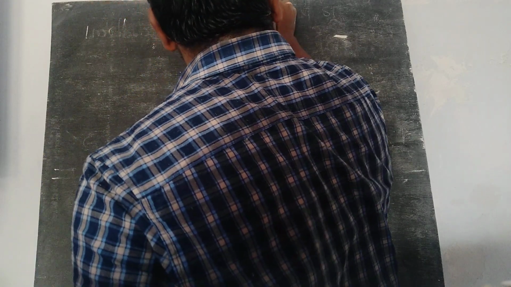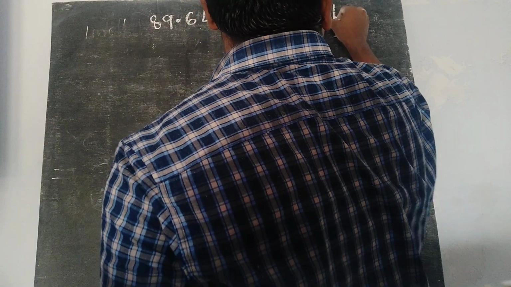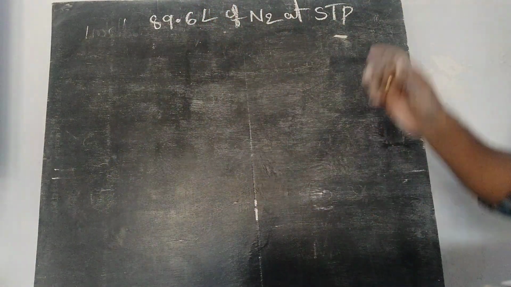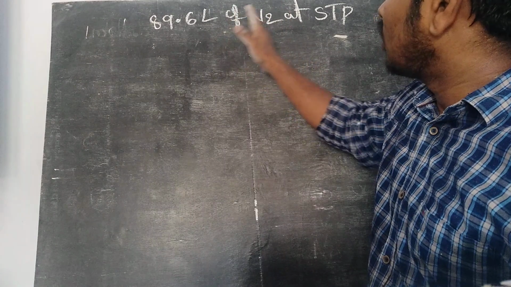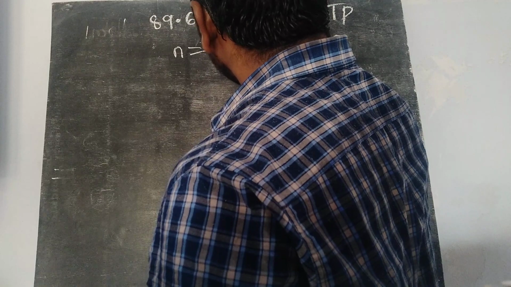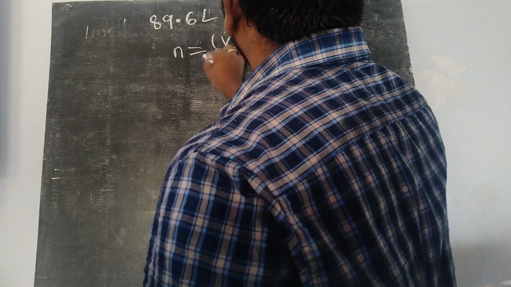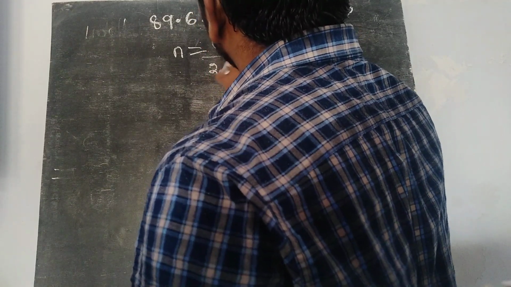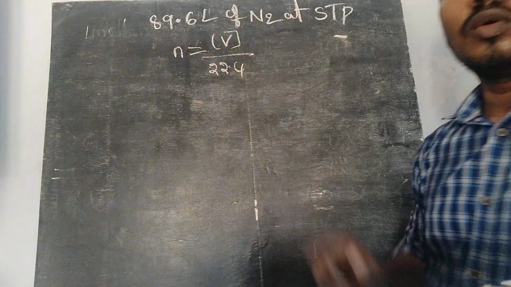Next numerical: calculate the number of moles of 89.6 liters of N2 at STP. Use the same formula. Here n is equal to the volume in liters at STP divided by 22.4. Do it and comment in the comment section. Next you can see the number of atoms.